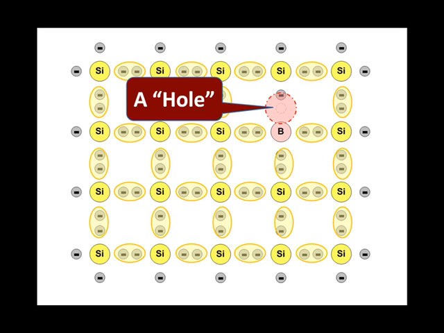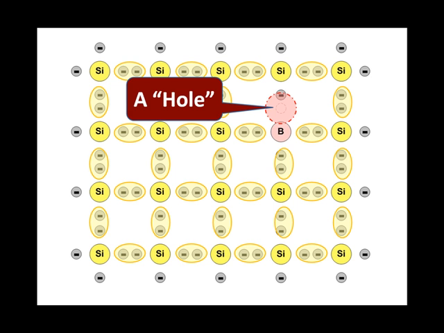Typically, one atom of doping substance per 100 million silicon atoms. So we're not talking about a high density of boron added as an impurity to silicon. 1 in 100 million.